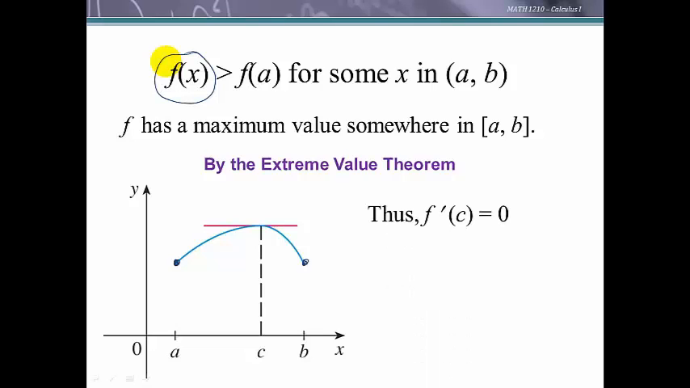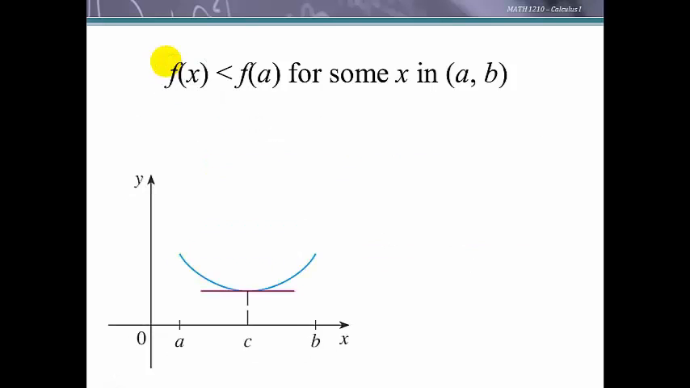And so at this c, we know the derivative equals 0, and we know that because of Fermat's theorem. Fermat's theorem basically told us if we had a function and there was an absolute maximum or an absolute minimum, and it was continuous and differentiable, then the derivative equaled 0 there. Looking at the third case, it's very similar to the second case, but now we have the function less than f of a somewhere.